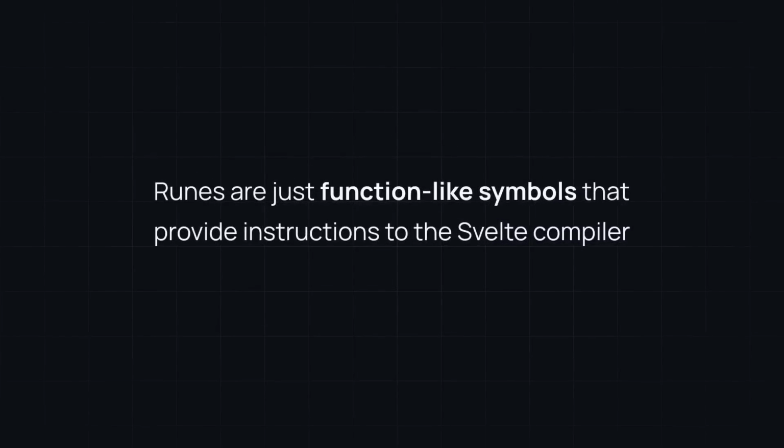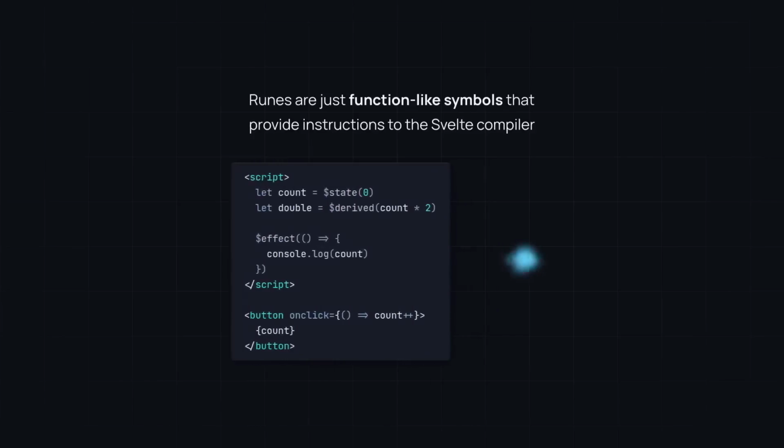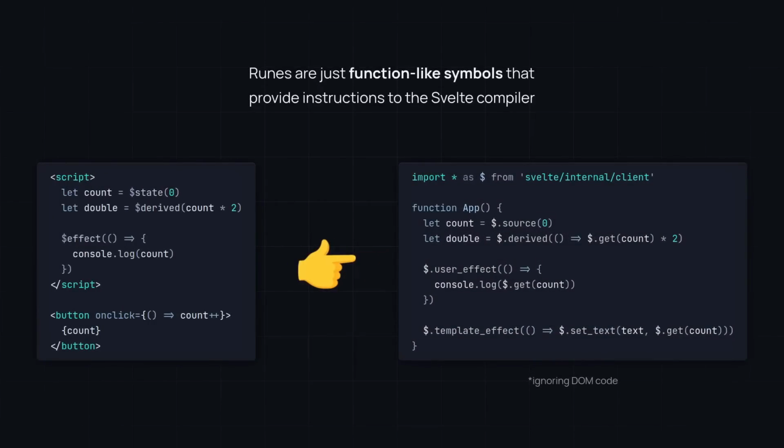Runes are just function-like symbols that provide instructions to the Svelte compiler. For example, you might be tempted to think that these runes are functions, but they're just instructions to the Svelte compiler. As you can see, there are no imports, and another benefit is that they're easy to type because they look like functions. So when it comes to your tooling, this might just as well be regular functions. But as you can see, we can look at the compiled output, which is surprisingly simple to read.